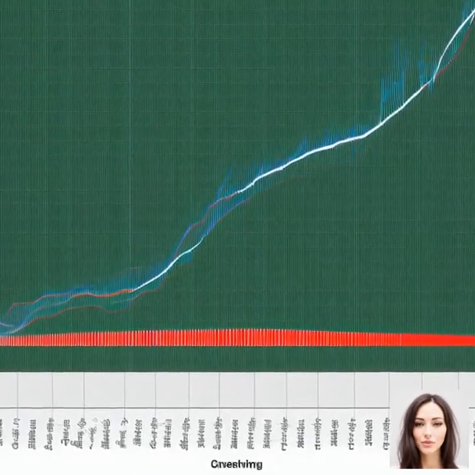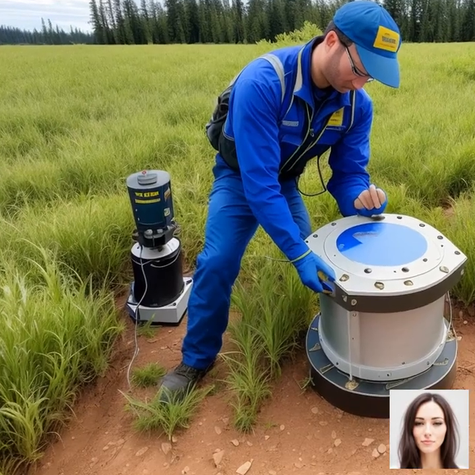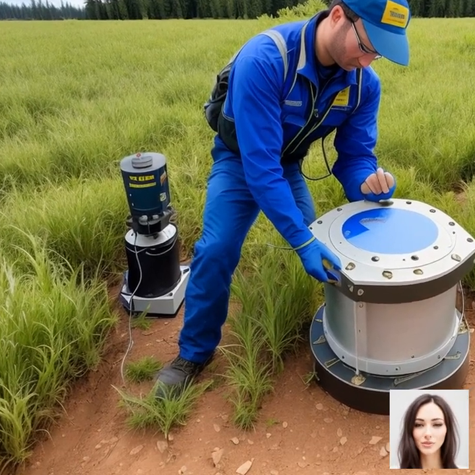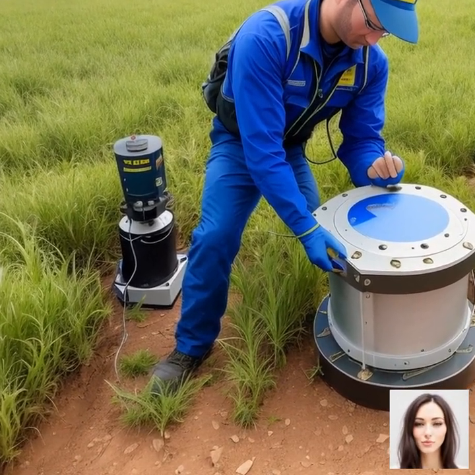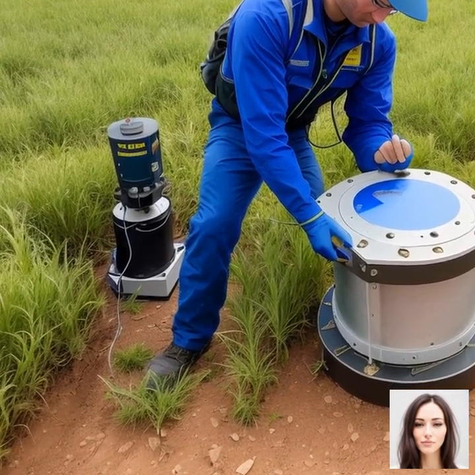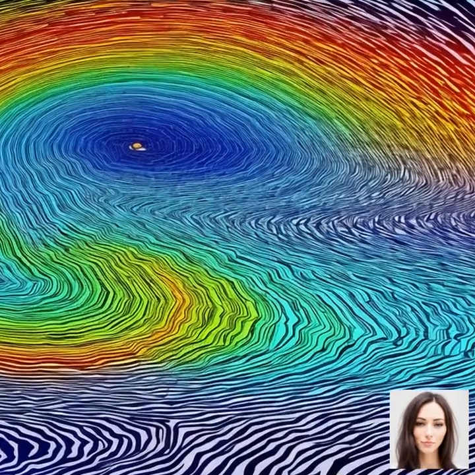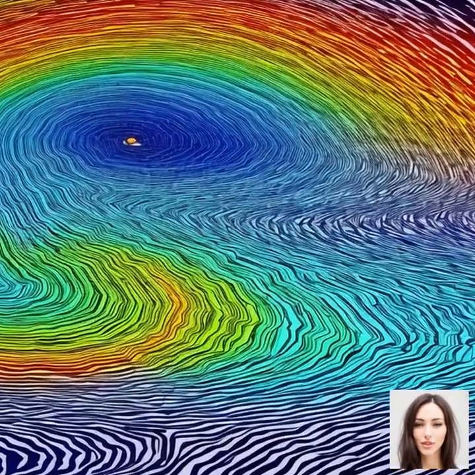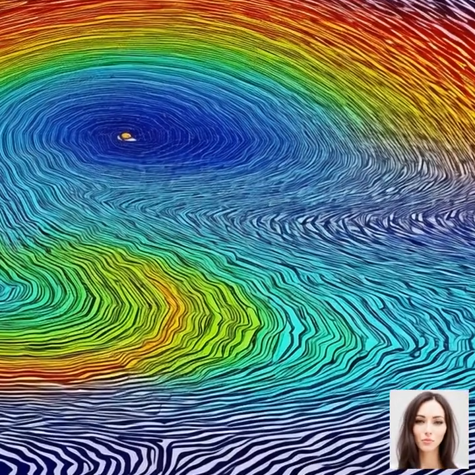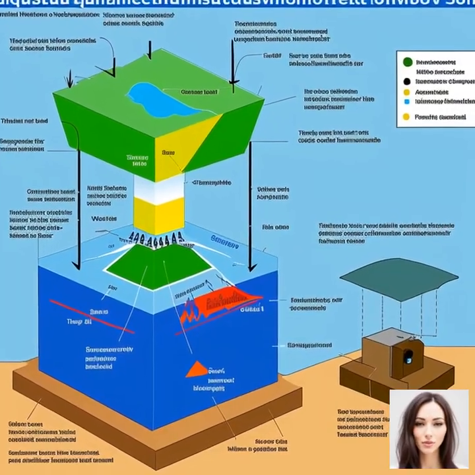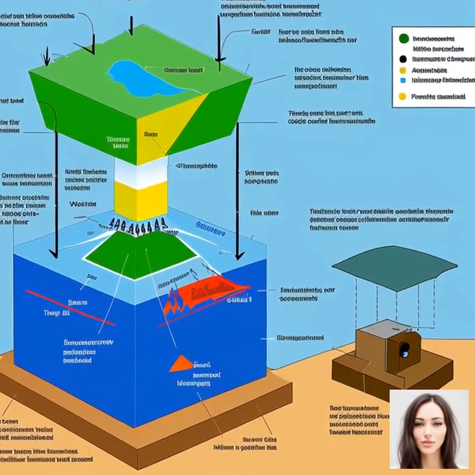To address the limitations of the Richter scale, seismologists developed the moment magnitude scale. This scale is also logarithmic and measures the total energy released during an earthquake. The moment magnitude scale takes into account factors such as the area of the fault that slipped, the amount of slip, and the rigidity of the Earth's crust. This scale provides a more accurate estimate of an earthquake's size, especially for larger events, and is now the standard measurement used by seismologists worldwide.